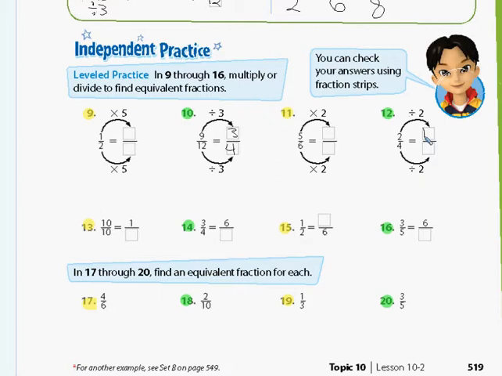Good, good. Just thinking for a second there. So 2/4 is equal to 1/2.